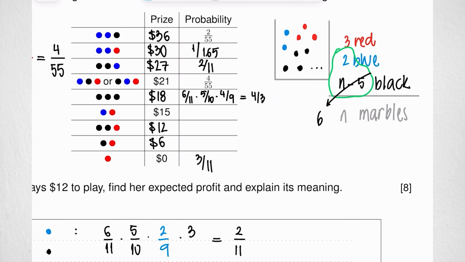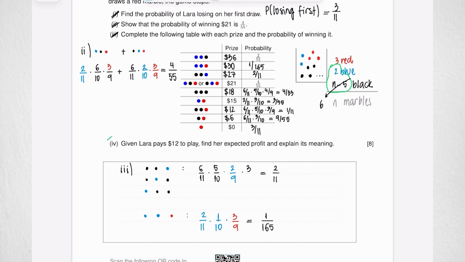Now over here we have 3 black, and we cannot do anything with the order here, so 4 over 33. Then we have a blue and a red, 3 over 55, 2 black and 1 red, 1 over 11, and a black and a red, which is 9 over 55. Now let's jump to the last question.